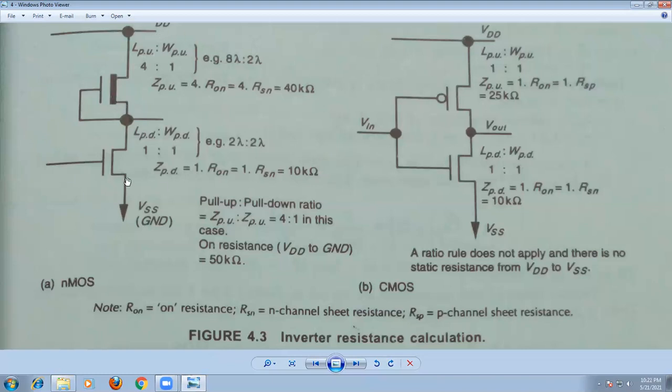Because when the two transistors turn on, the on resistance is equal to the pull-up plus pull-down resistance. So that means Ron of the pull-up transistor and Ron of the pull-down transistor, so it is 10 plus 40, which equals 50 kilo ohm. That means the on resistance exists between the VDD line and the VSS line.